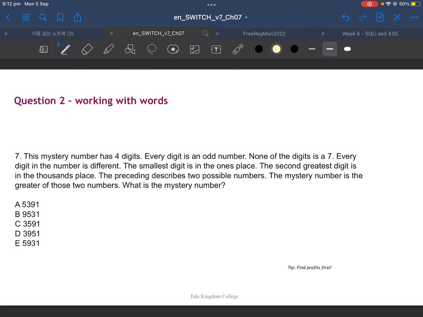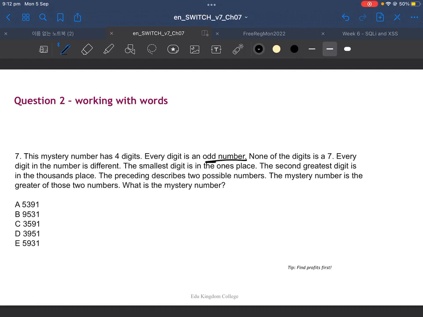The preceding describes 2 possible numbers. The mystery number is the greater of those 2 numbers. What is the mystery number? Okay, let's break down this question. Let's start as we go. This mystery number has 4 digits. Every digit is an odd number.